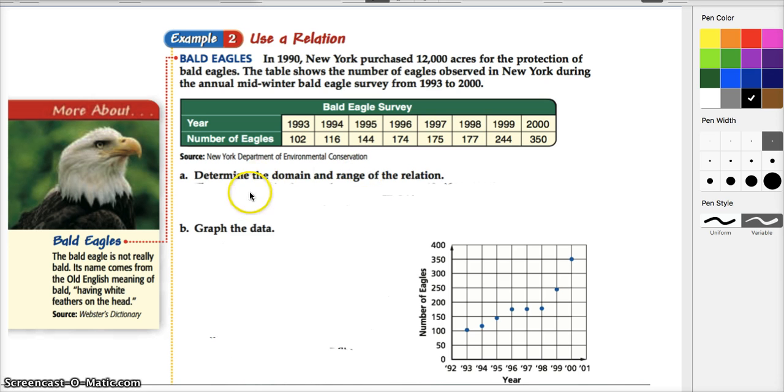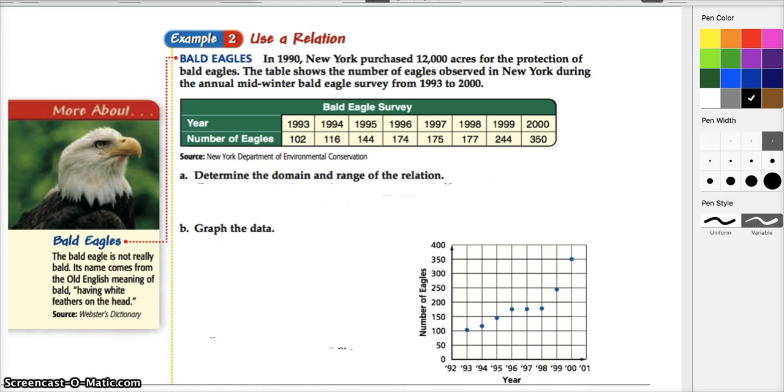The domain is usually the x values. The domain generally refers to the independent variable, if you remember us using that language before. And so the domain is the thing that is happening regardless of the other one. It's independent. And so generally time is independent. So determine the domain and range.